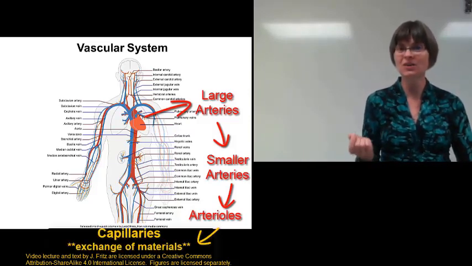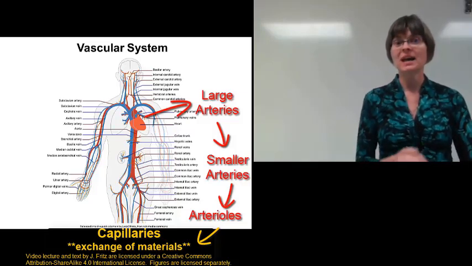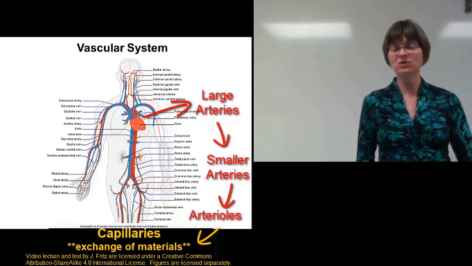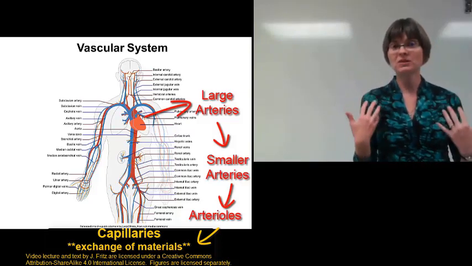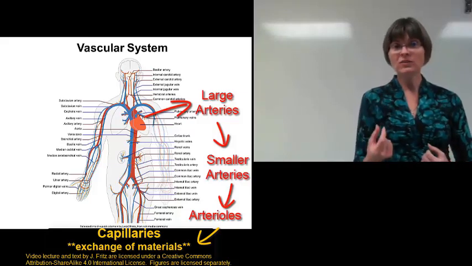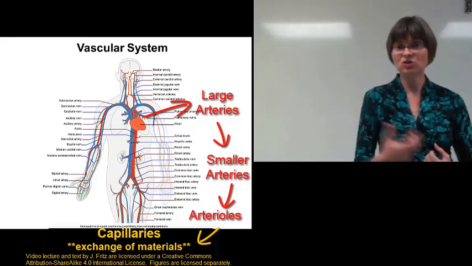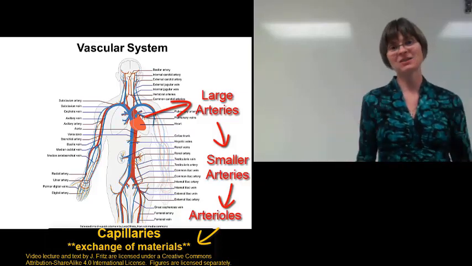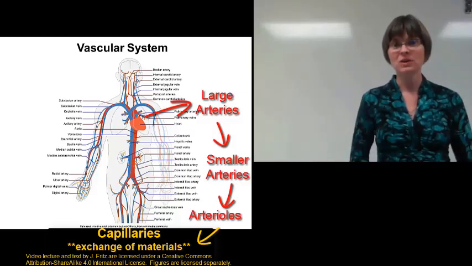They're only 1 cell thick in the wall of the capillaries. And what's important about capillaries is that's where the exchange of materials actually takes place. Molecules come into the bloodstream and they leave the bloodstream through the capillaries. The wall of the arteries is too thick to let any exchange happen. So all the blood gets carried all the way to the capillaries, and that's where we can finally exchange materials with the tissues.